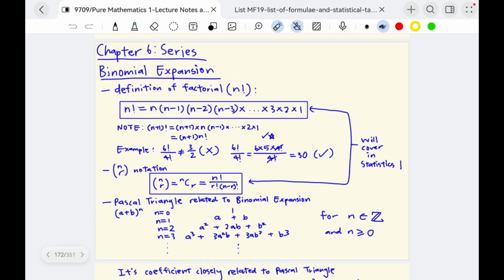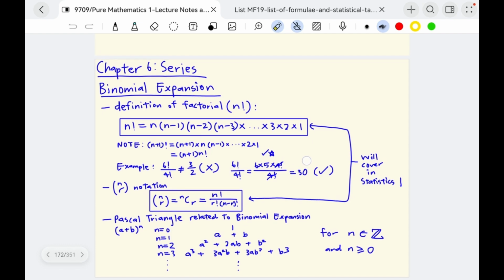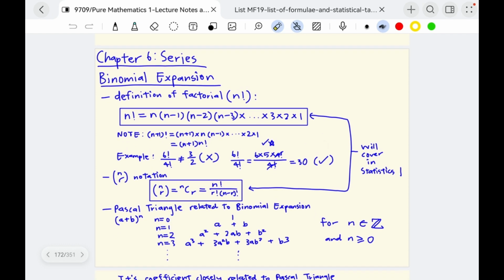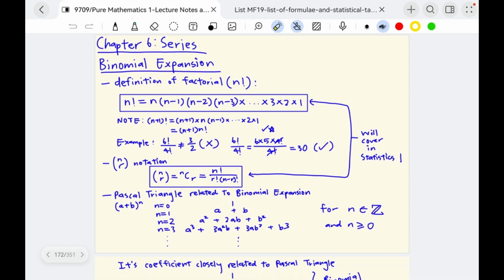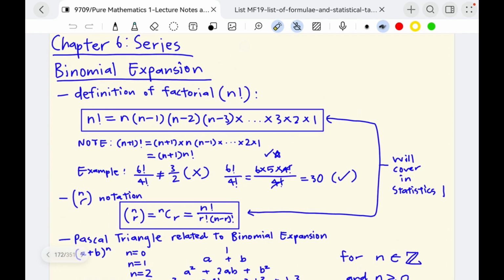The only thing that you have to learn in the matriculations, especially in A levels, is the binomial expansion, because it consists of selections. So let's dive into the first subtopic now.